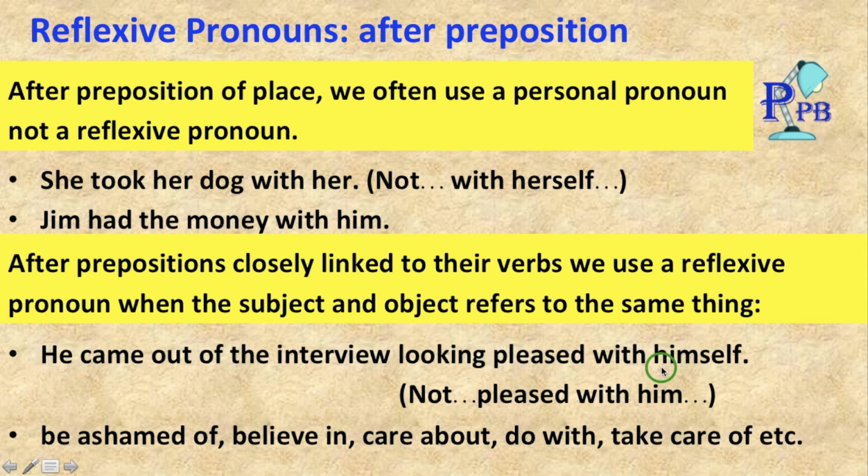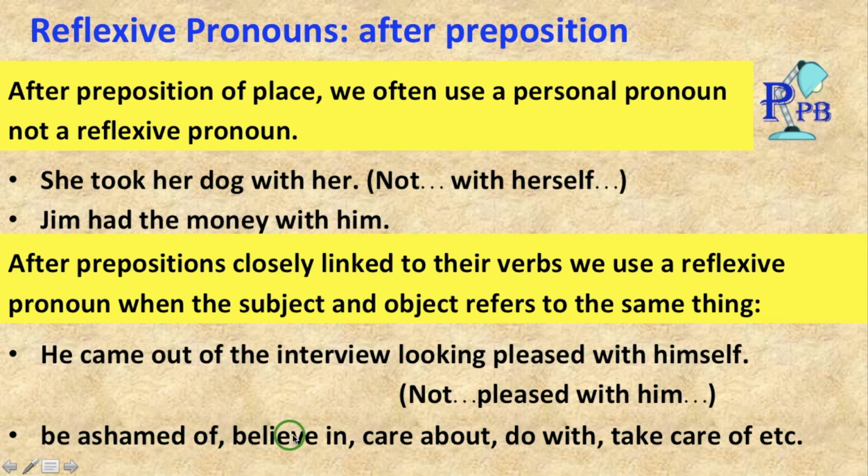In that case, we can use a reflexive pronoun with the preposition, and we never use pleased with him. Pleased with him is not a correct use. Because why? Because the preposition is closely linked to the verb. So here the verb pleased and the preposition are closely related.